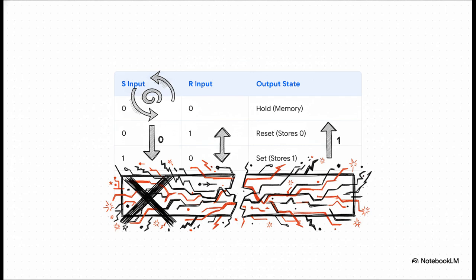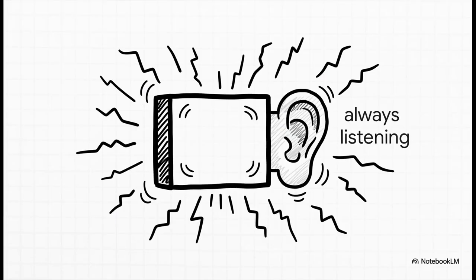But there's a huge catch. That last state, where you try to set and reset at the exact same time, the circuit just has a meltdown. It's a total contradiction, a forbidden state that we have to avoid at all costs. And that forbidden state actually points to an even bigger problem with a latch. It's always listening. The inputs can change at any random moment, and that means our stored data is super vulnerable and unstable. We need some kind of control here.